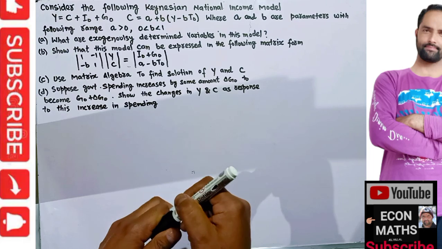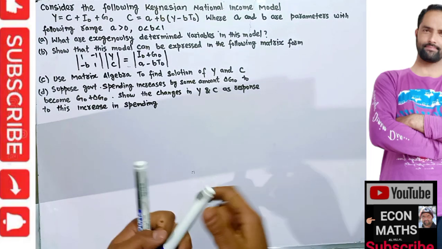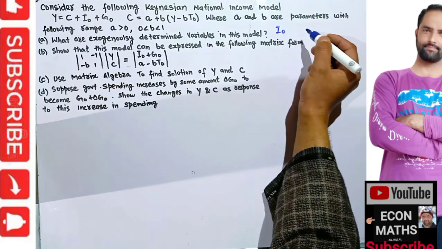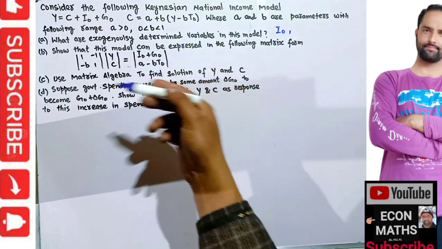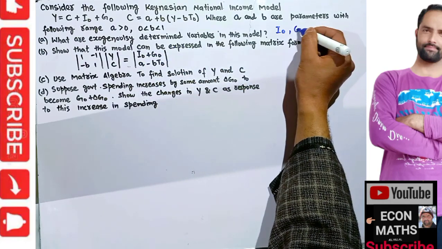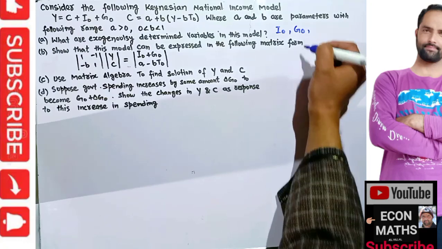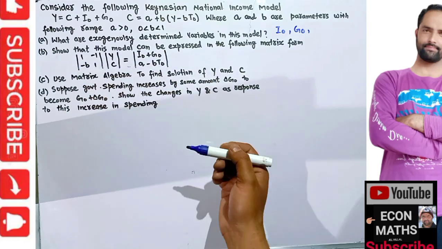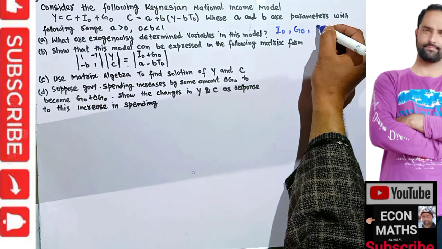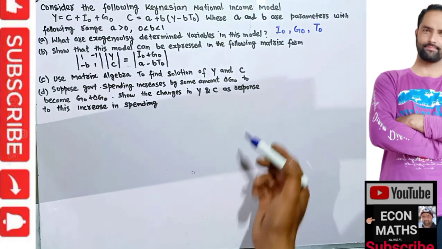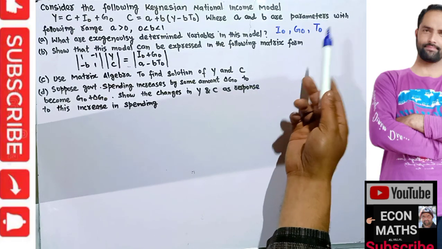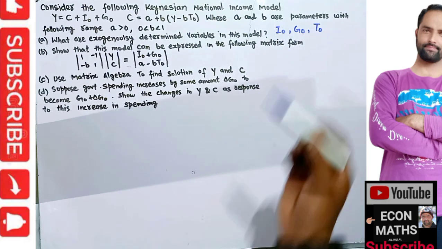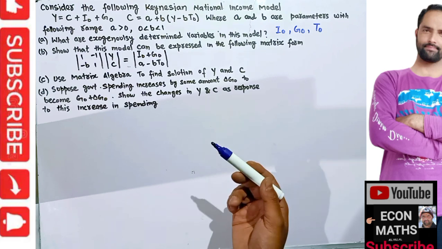That means the exogenous variables in this case are, let me write it here, I naught, which is the autonomous investment, which is not determined within the model. We have G naught, which is autonomous government spending. This does not depend upon the level of income, and investment also does not depend on the level of income. And T naught, the lump sum tax, also does not depend upon the level of income or consumption. These three variables are called the exogenous variables.